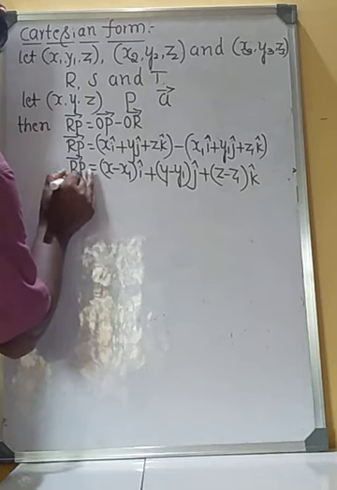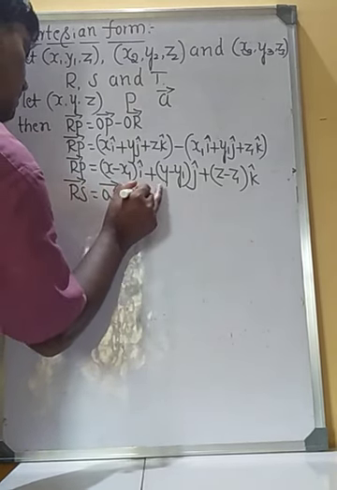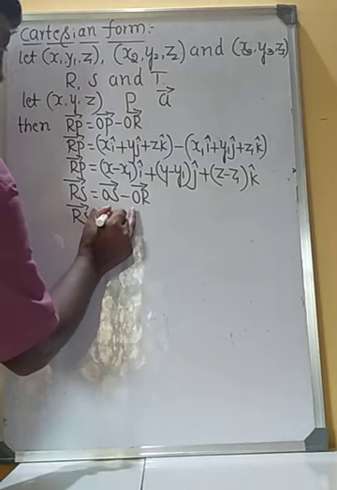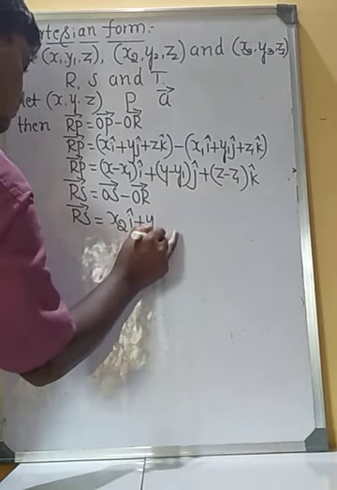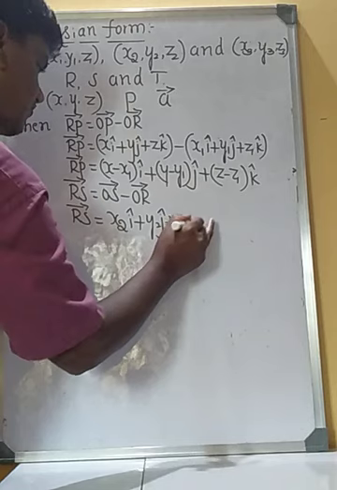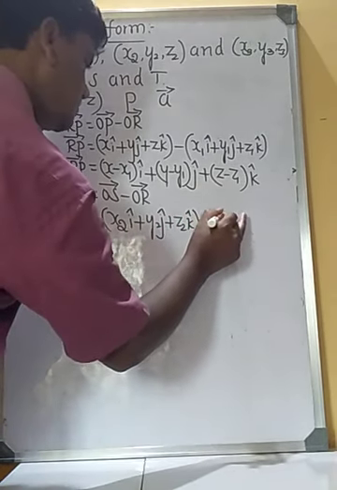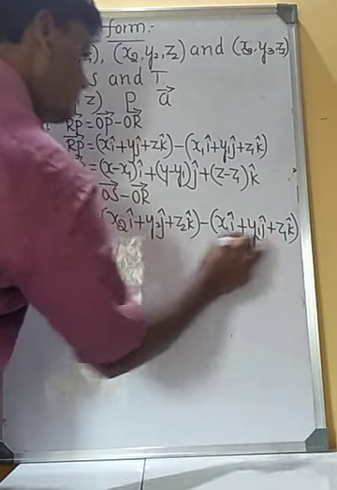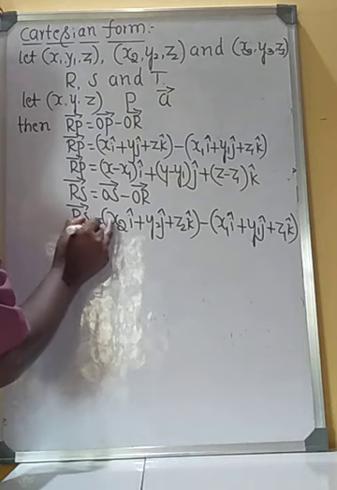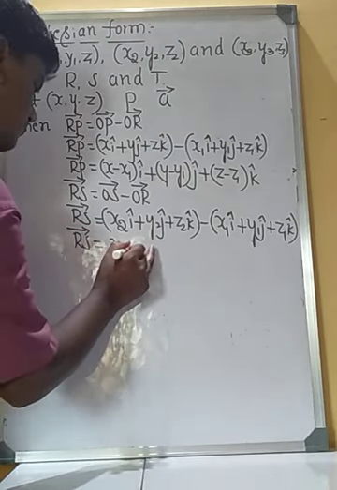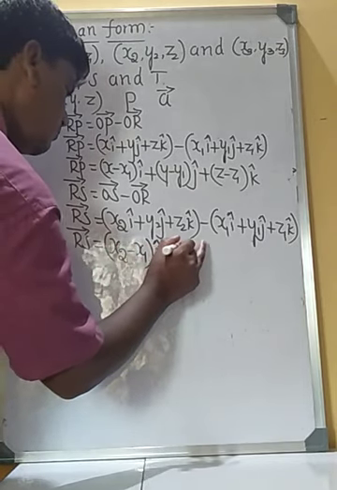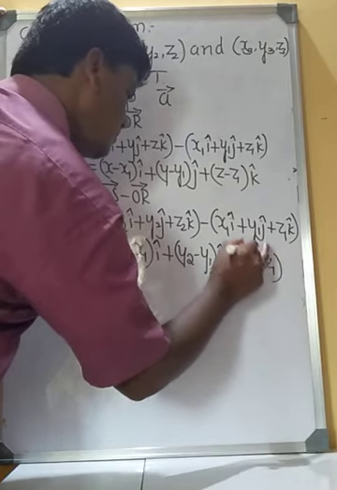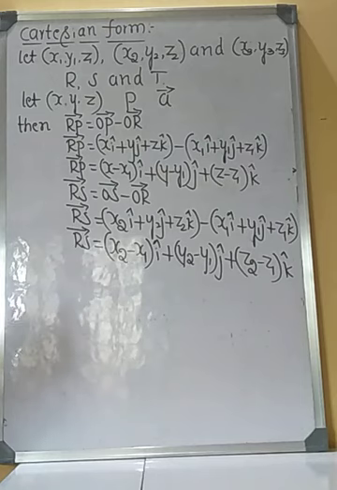The next, RS vector is OS minus OR. RS vector is OS, x2 i plus y2 j plus z2 k, minus x1 i plus y1 j plus z1 k. Therefore RS vector is equal to (x2 minus x1) i plus (y2 minus y1) j plus (z2 minus z1) k.